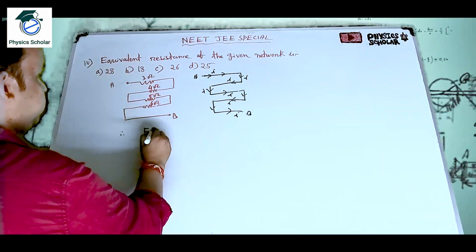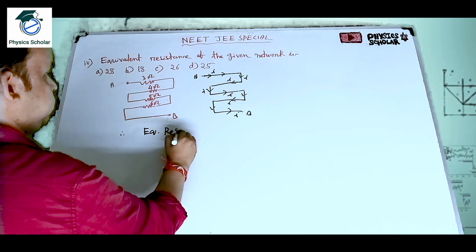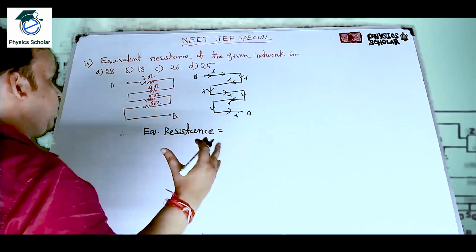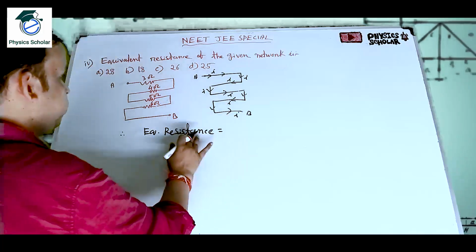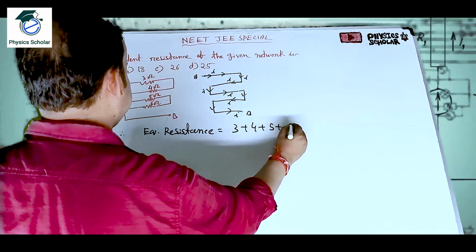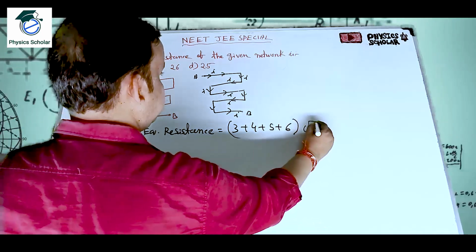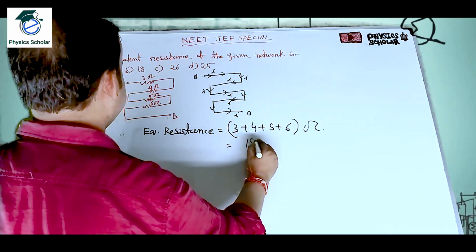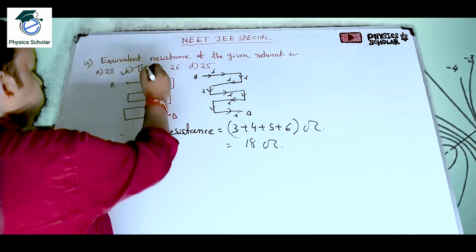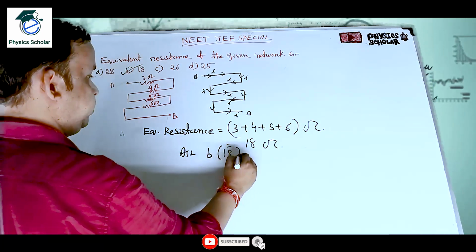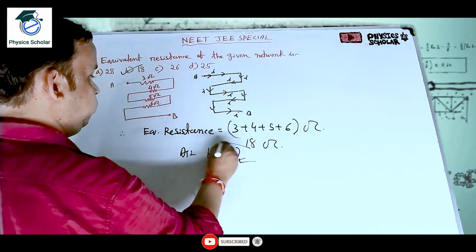So equivalent resistance is very easy, if you can find out whether it is in series or parallel. The equivalent resistance for series is the sum of all the resistances. That means 18 ohms. So what is the option? Option B will be correct. So the answer will be option B, 18 ohms. Clear? So that will be your answer.